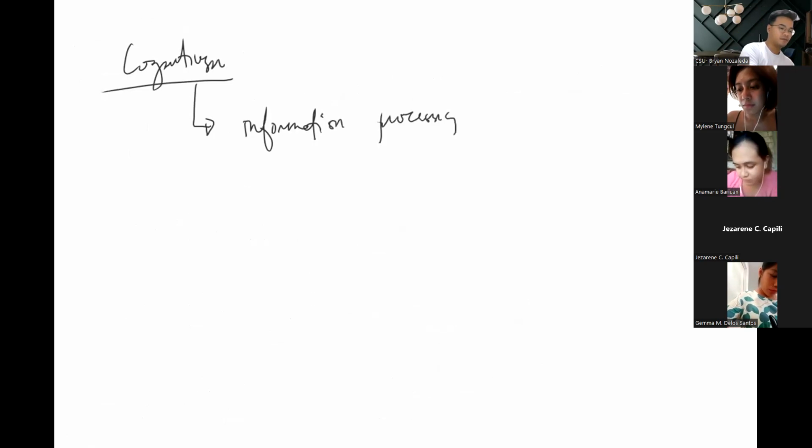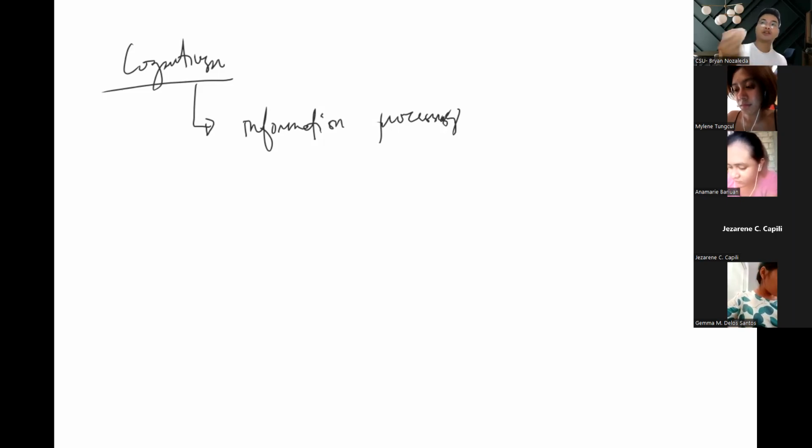Now, in a cognitive point of view, there must be information processing. Okay? This is enshrined on the idea that learning happens when there is information processing. Okay? Information processing. So, according to the Cognitivist school of thought, there are certain behaviors that cannot be demonstrated outwardly. Okay? There are certain learning behavior that cannot be demonstrated outwardly.